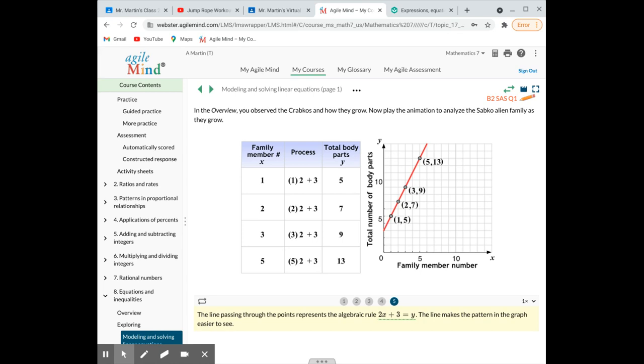Do y'all see any pattern that happens when the Sabcos get larger? What happens as they grow? Every time the family member goes up by one, what happens to the total body parts? It goes up by 2. Mm-hmm. Great. All right, so we're going to take a look at page 2, and this will be helpful for us to answer question 2 in our workbook.